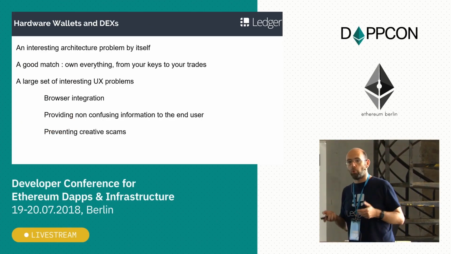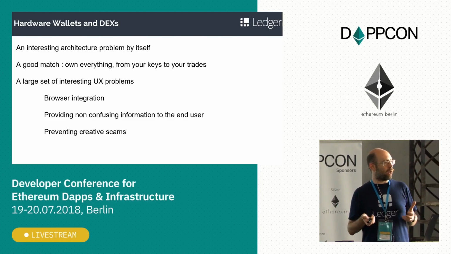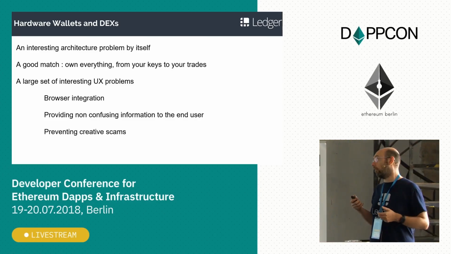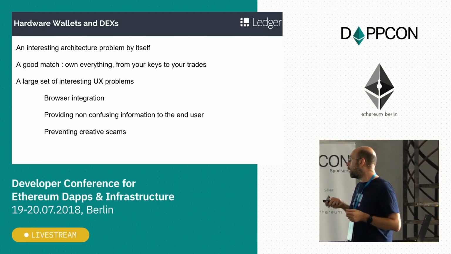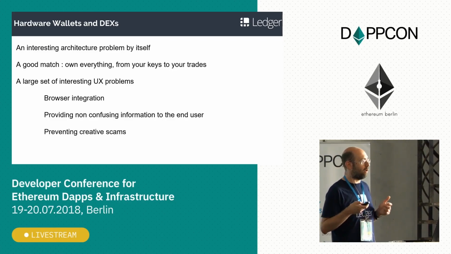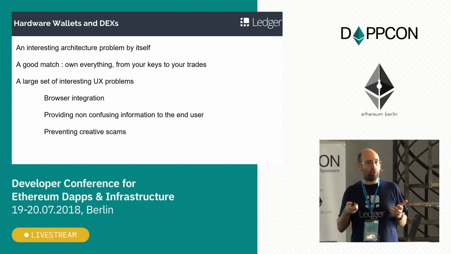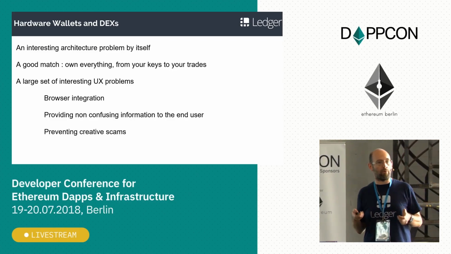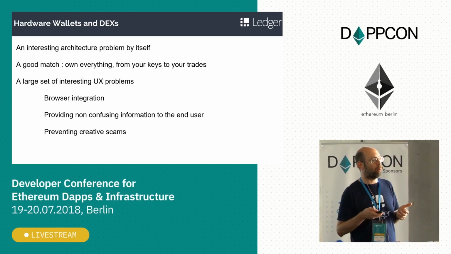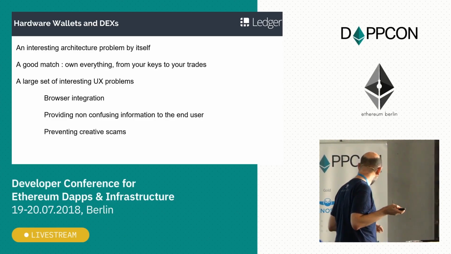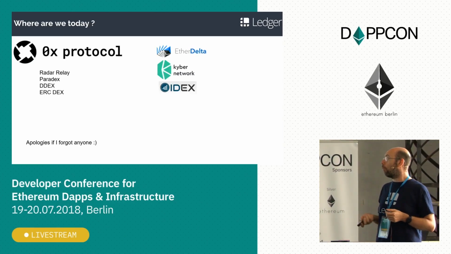So why do we want to look at this problem? Well, first, because it's interesting. Then because it's a complex problem that will tackle different steps of integration. You want to be properly integrated into the browser. You want to provide the right information to users. And finally, it's a good way to protect trades and to let people handle their private keys and trade well. Decentralized exchanges are a good example of people owning their keys and performing actions while owning everything, in my opinion.